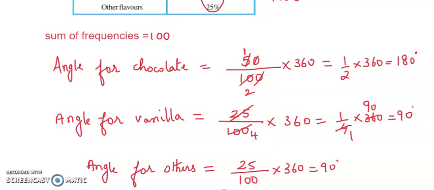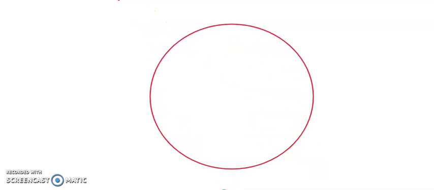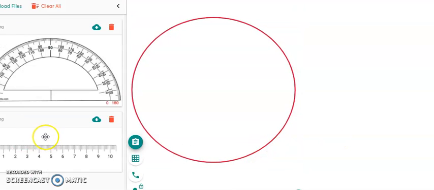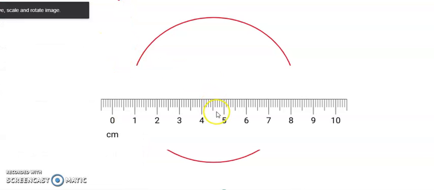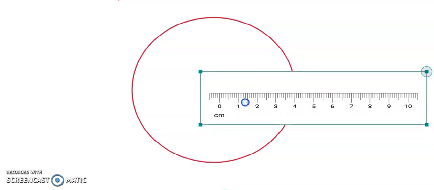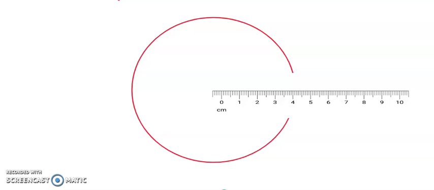Hope this is clear. So for drawing, what we'll do, we need to first draw a circle. Okay. Let's draw a circle of, let's say, around 4 centimeter. Let's measure here how much diameter, how much radius circle I have drawn here. Let's try measuring the diameter. So around I've taken 4 centimeter.